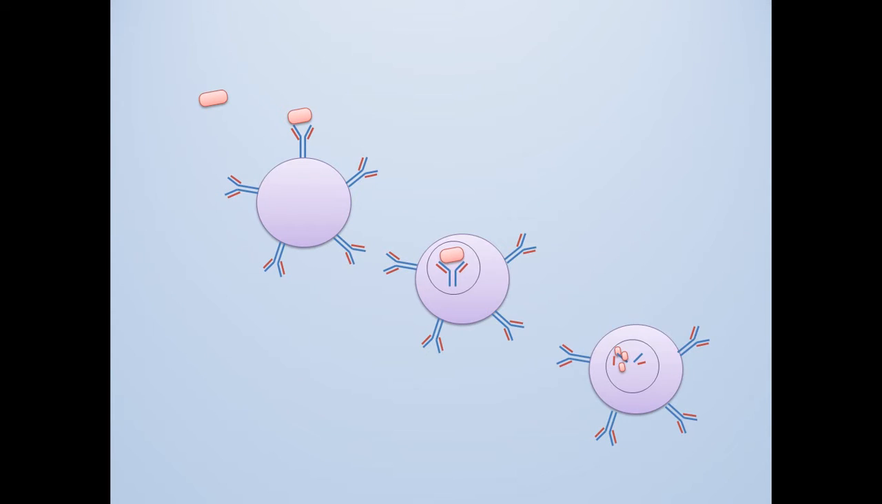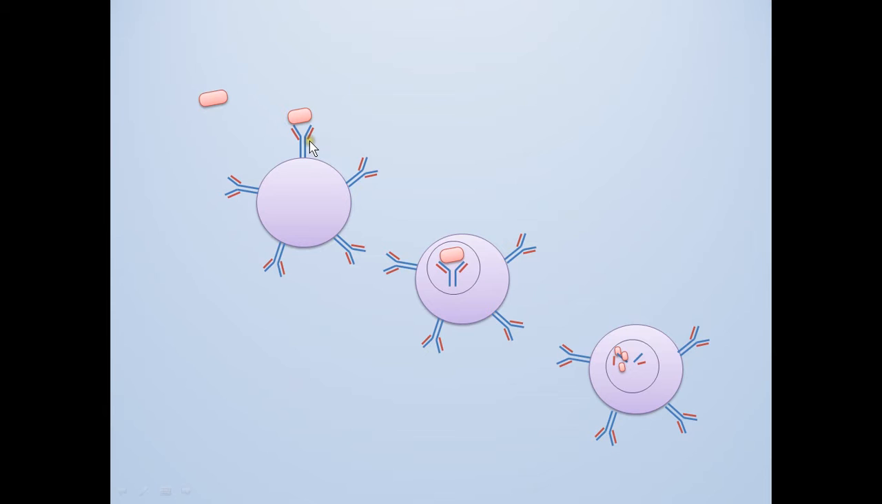B cell activation. When antigens enter tissues, B cells are called into the infected region. There the B cell interacts with the antigen. B cells specific for the antigen will use their B cell receptor, the BCR, to bind to the antigen.